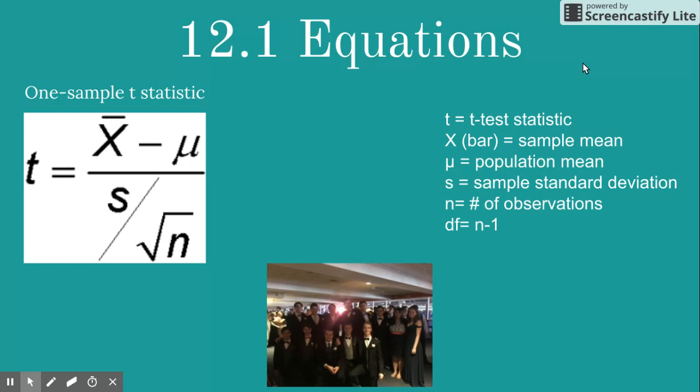So in this equation, the t that you're looking for is the t-test statistic. The x bar is the sample mean. Mu is the population mean. And s is the sample standard deviation, and n is the number of observations you have. And then also, since this is a t-test, it relies on degrees of freedom, which is n minus 1 for this test.